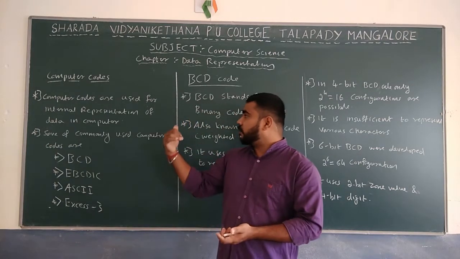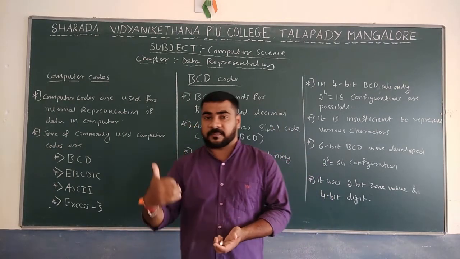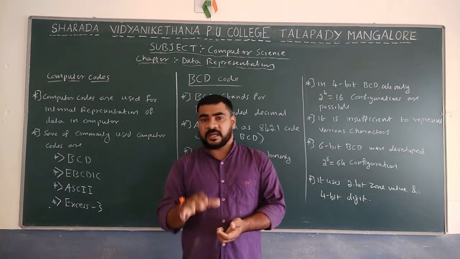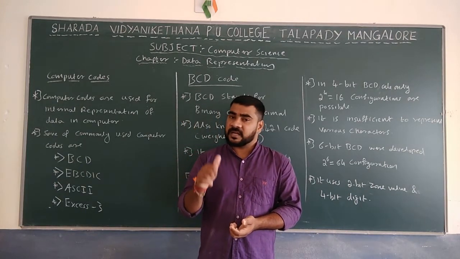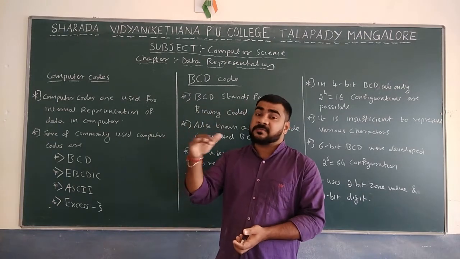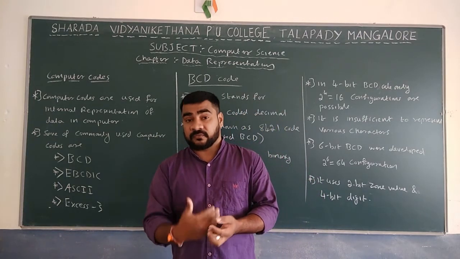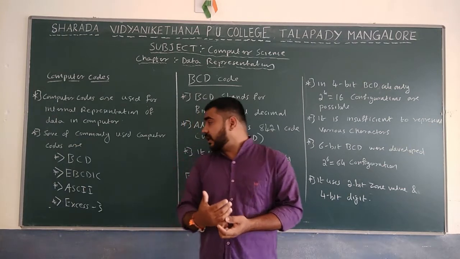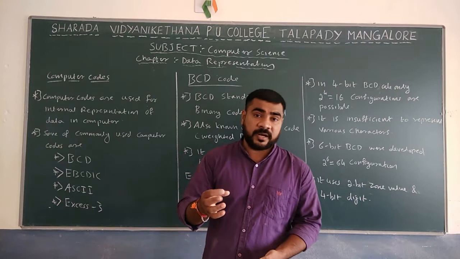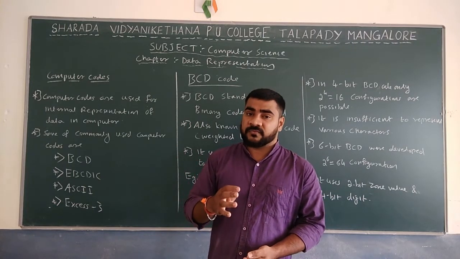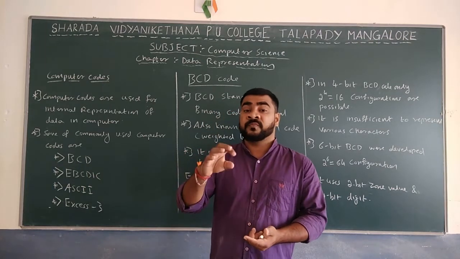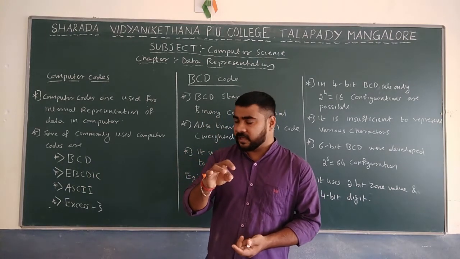Here, computer codes are used for internal representation: internally, how the computer represents the data is decided by the computer codes. There are different types of computer codes available. The first one is BCD, which means binary coded decimal. Remember, the first type of internal representation is BCD. We are going to explain that later.